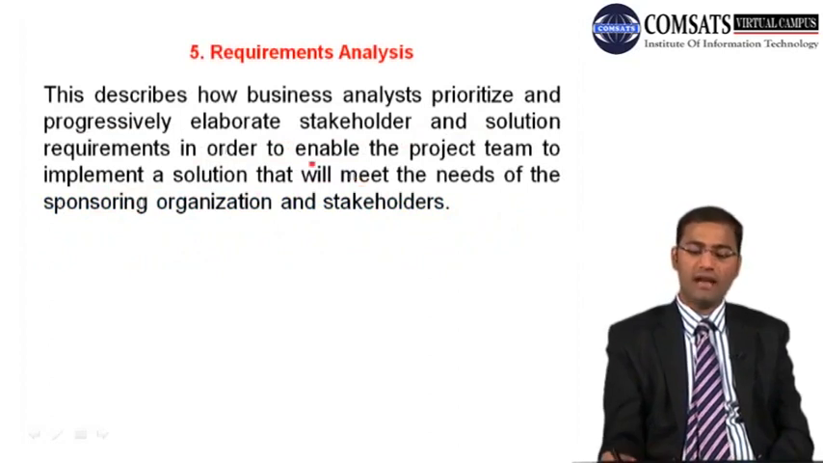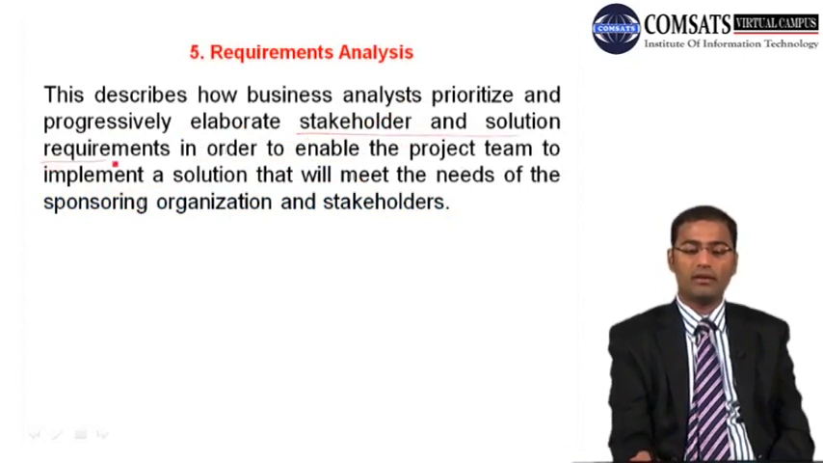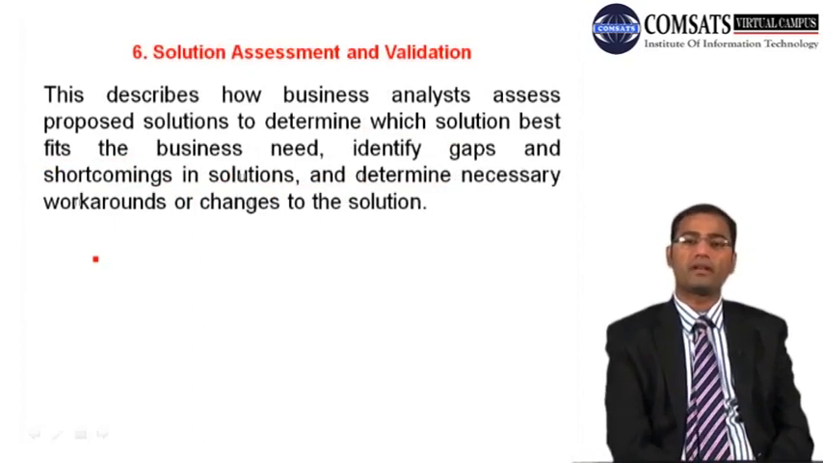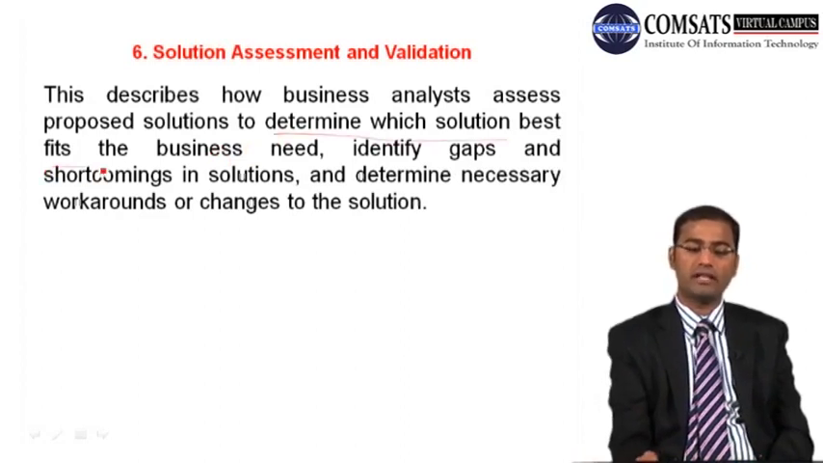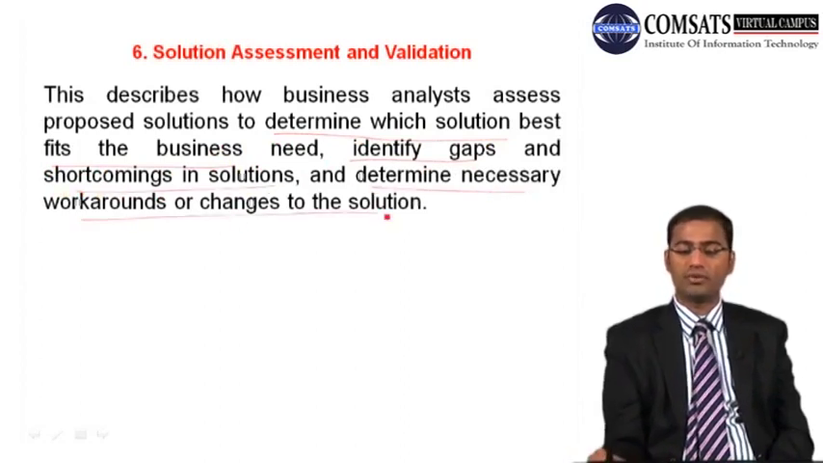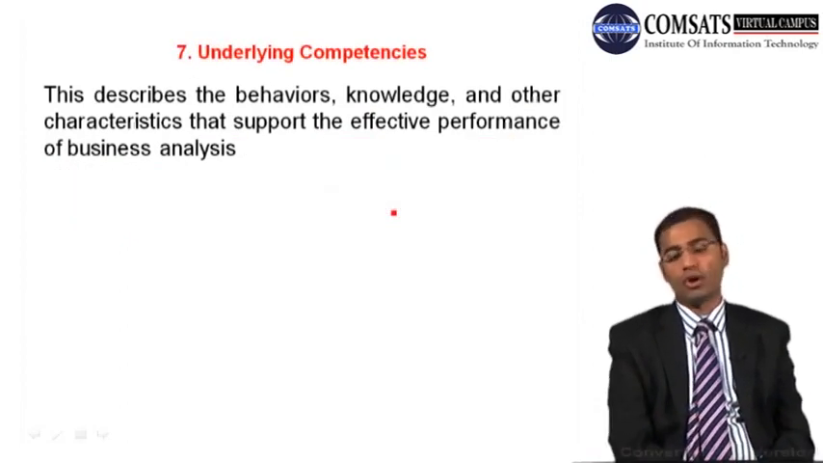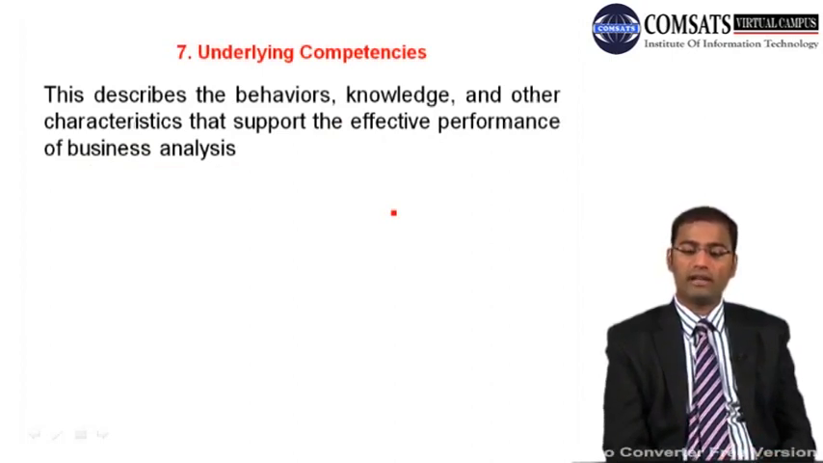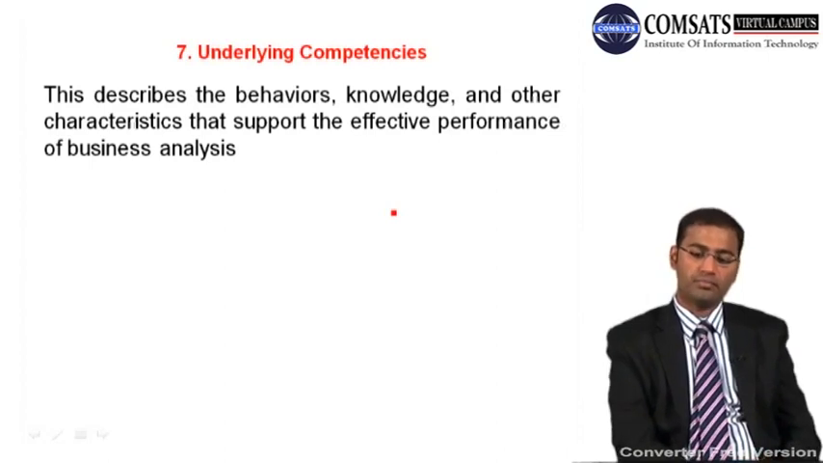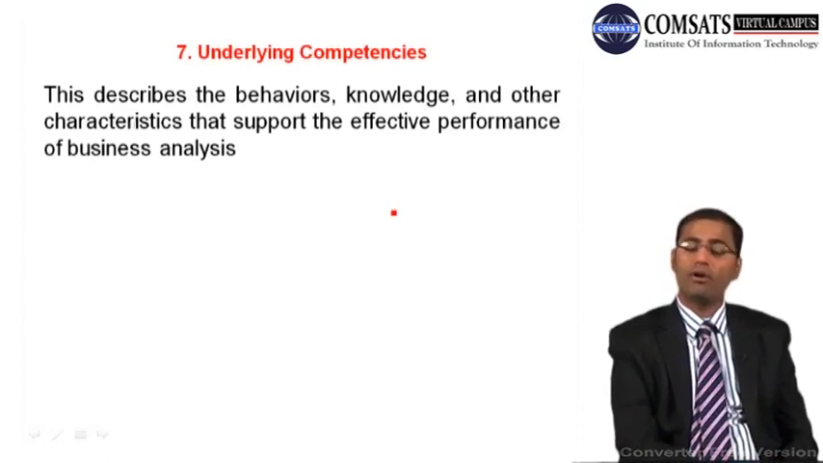And then requirements analysis, we have learned stakeholder and solution requirements in order to enable the project team to implement a solution that will meet the needs of the sponsoring organization and stakeholders. And then in the sixth knowledge area, we had learned how to determine which solution best fits the business need, identifying gaps and shortcomings in solutions, and determining necessary workarounds or changes to the solution. And then the seventh knowledge area was about the behaviors, knowledge and other characteristics that support the effective performance of business analysis. So this was a quick review of all the 7 knowledge areas.